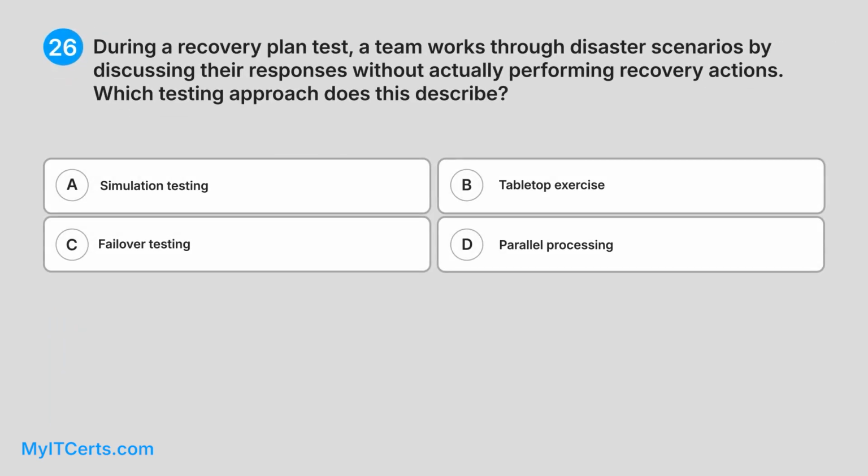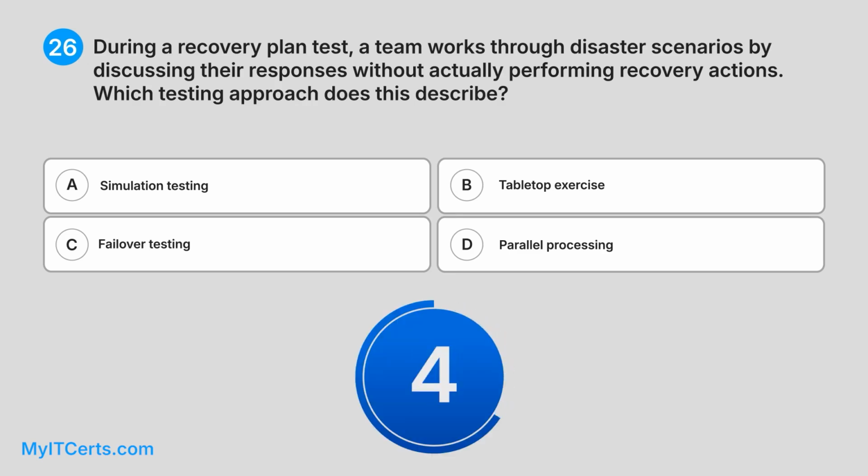26. During a recovery plan test, a team works through disaster scenarios by discussing their responses without actually performing recovery actions. Which testing approach does this describe? A. Simulation testing. B. Tabletop exercise. C. Failover testing. D. Parallel processing. Do you know the answer?